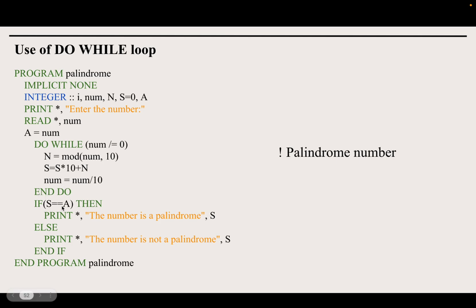If that a's value will be equal to a, then it will print that number as a palindrome number, otherwise not. So this way it will go, and this do while loop will continue until the number divided by 10 is not coming to 0. When it gets a 0 value, that means it is not divisible by 10. Then it will end the loop, and it will come to this if else condition. Then it will print our result.